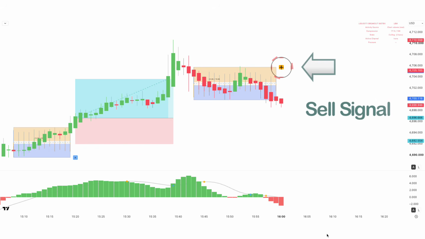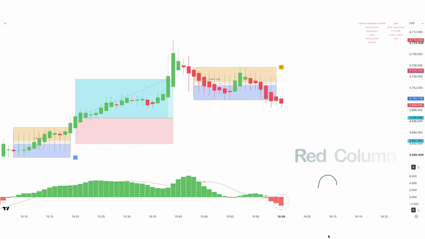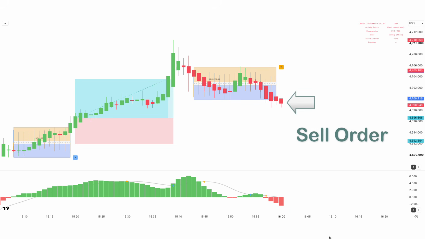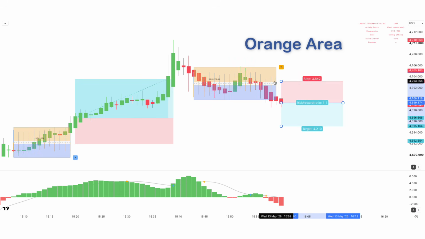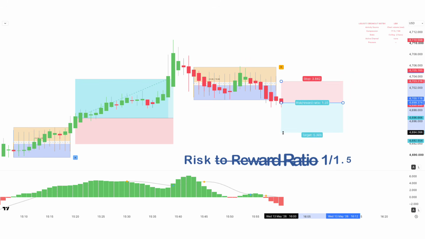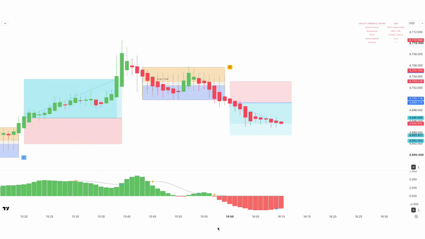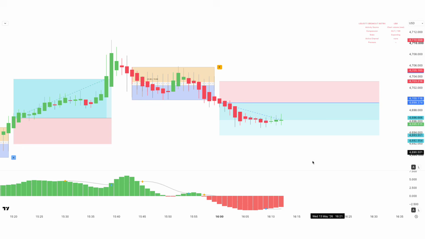Here, the Liquidity Breakout Matrix arrow down is a sell signal. Here, the Linear Reg MACD indicator shows red columns. Here, the market has made a bearish candle to give confirmation. So all our conditions are fulfilled, so we are placing an order to sell. Our stop loss is to be placed at the orange area, and the risk to reward ratio will be 1:1.5. Let's see what happens to our trade. Our trade is running in profit.